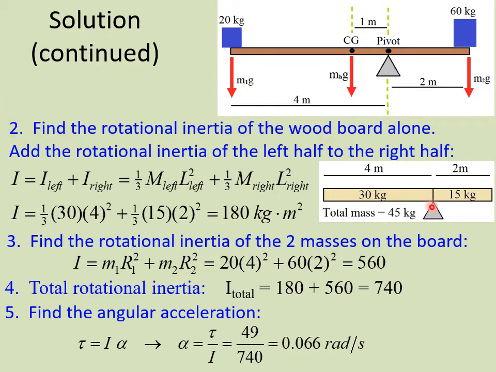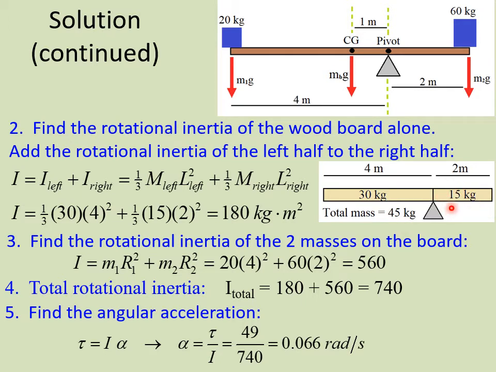The way we do this, you can think of breaking up this board into 2 pieces, the 4 meters over here and the 2 meters over to the right. The total mass is 45 kilograms, and this is twice this part here, all right? So it's basically 2/3 of the mass. So this must be 30 kilograms, right? 2/3 of 45. And this part over here must be 15 kilograms.